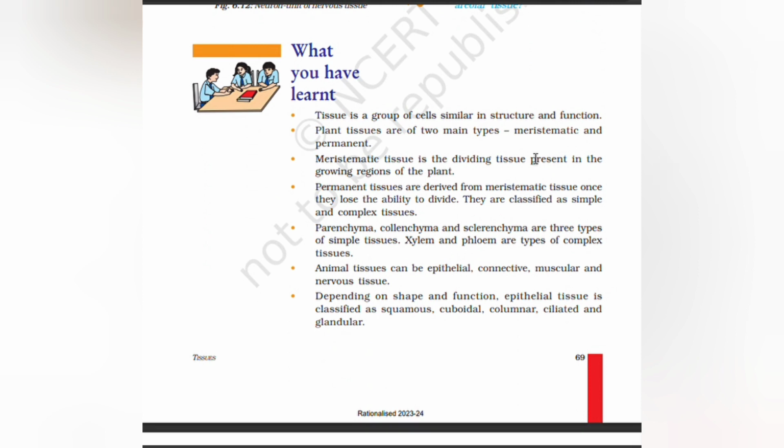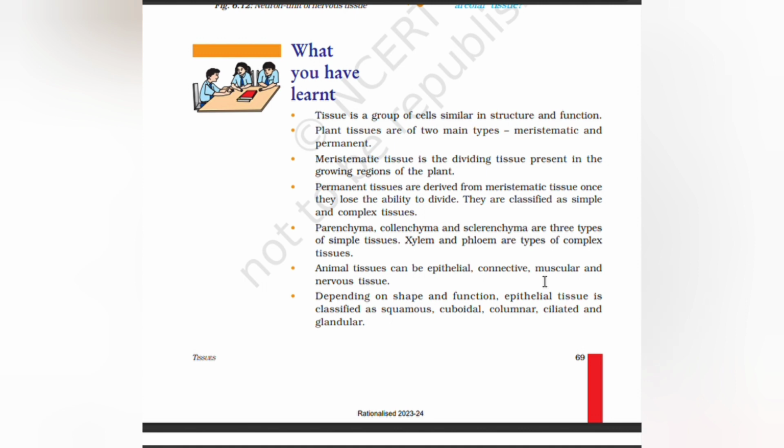Tissue is a group of cells similar in structure and function. Plant tissues are of two types, meristematic and permanent. Meristematic tissue is the dividing tissue present in the growing regions of the plant. Permanent tissues are derived from meristematic tissue once they lose their ability to divide. They are classified as simple and complex tissues. Parenchyma, collenchyma, and sclerenchyma are three types of simple tissues. Xylem and phloem are types of complex tissues.